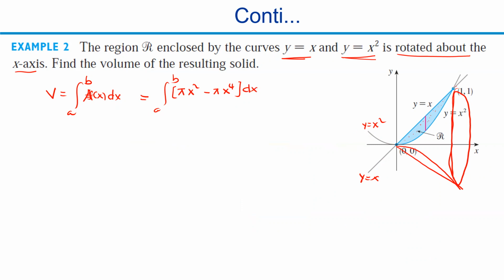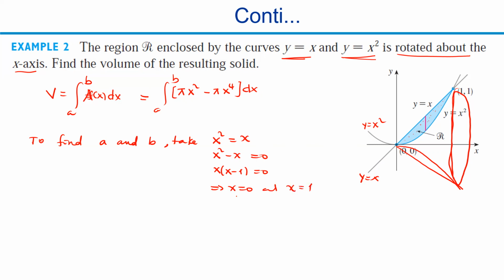It is 0 and 1. How do we obtain them? We have to find the intersection, a and b. Take the intersection, which means equate x squared equal to x. So we have x squared minus x equal to 0, and taking x common, x times x minus 1 equal to 0. This gives x equal to 0 and x equal to 1. So this will be a and this will be b.